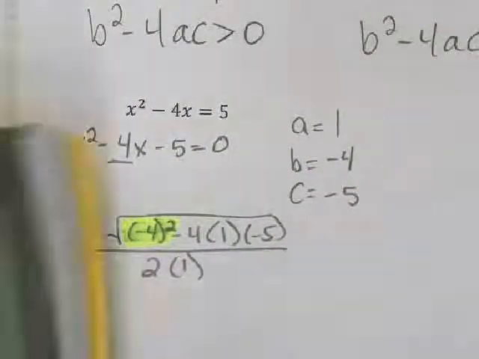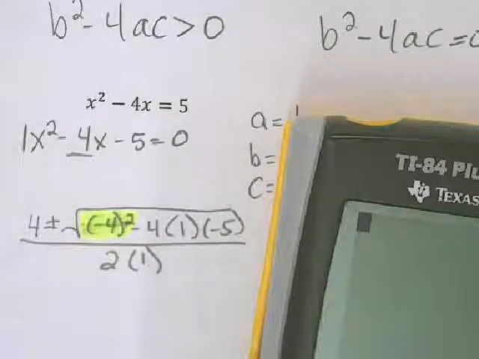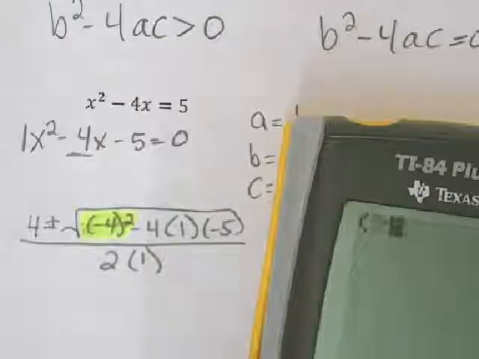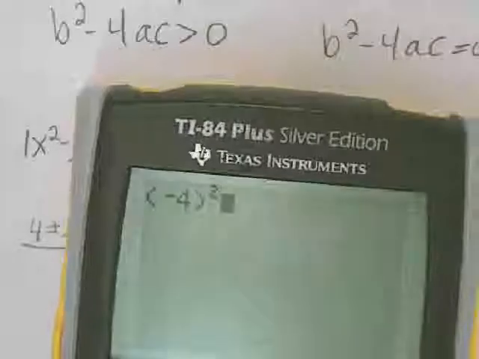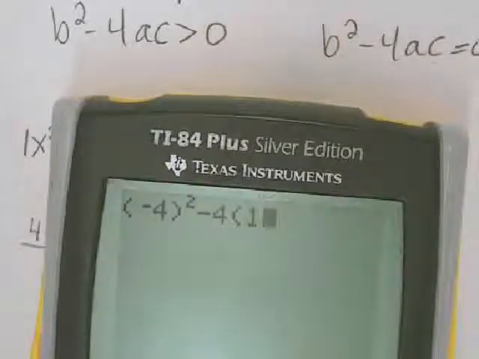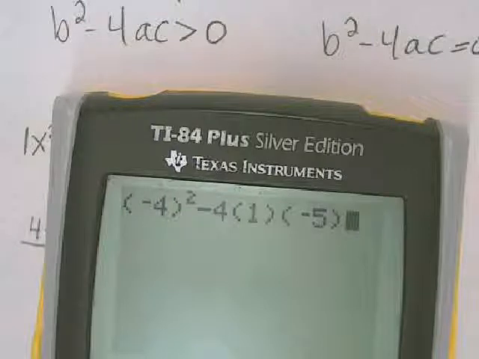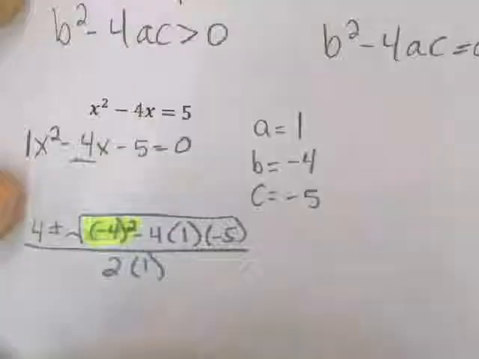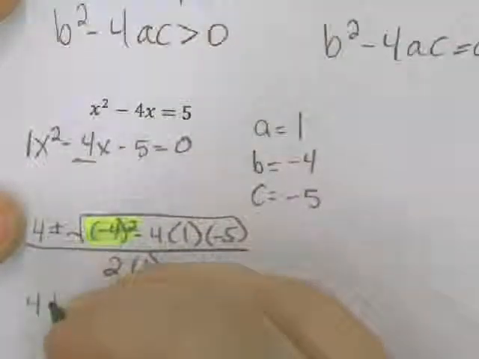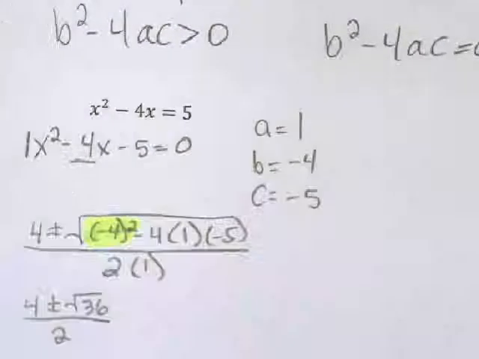Well, this is a positive number, so I know I'm going to get two real solutions, and I can take the square root of 36. So this becomes 4 plus 6 over 2 and 4 minus 6 over 2. 4 plus 6 is 10, and 10 divided by 2 is 5. So there's my first answer. 4 minus 6 is -2, and -2 divided by 2 is -1. So there are my two answers for that first quadratic.